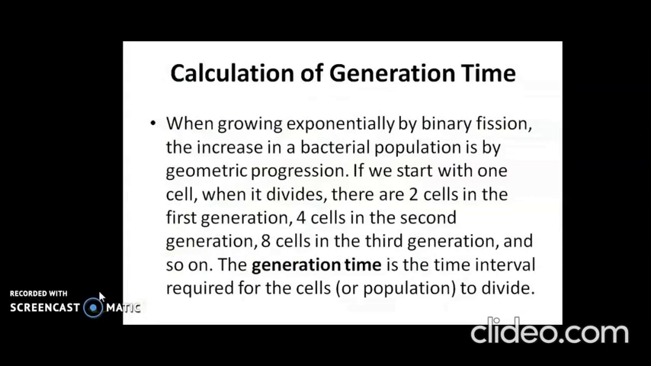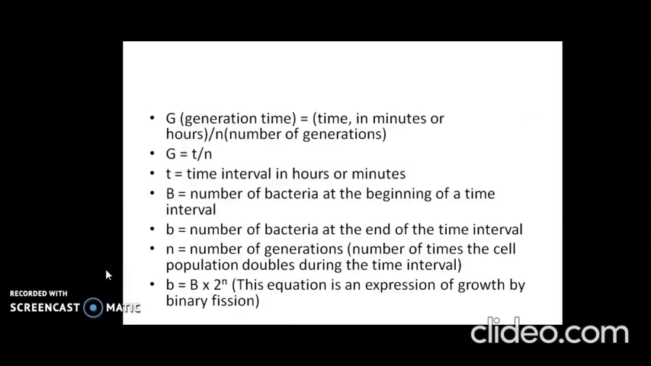Let's have a look at the calculation of generation time. When growing exponentially by binary fission, the increase in a bacterial population is by geometric progression. If you start with one cell, when it divides, there are 2 cells in the first generation, 4 cells in the second generation, 8 cells in the third generation, and it goes on. The generation time is the time interval required for the cells to divide. So it can be expressed as G equals T by N, where G is the generation time and T is the time interval in hours or minutes.